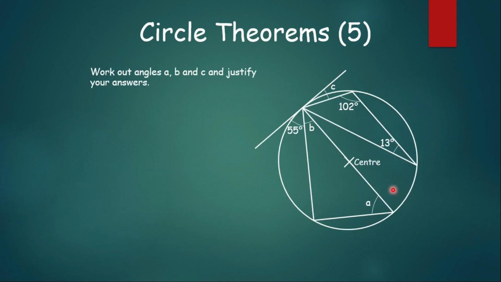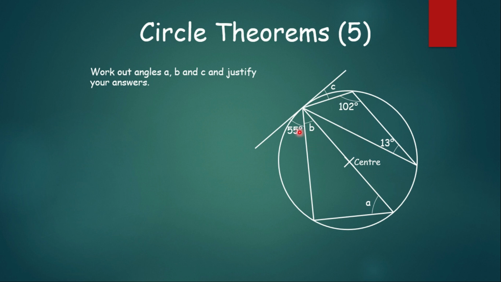Alright, let's take an example. Work out angles A, B, and C and justify your answer. When you get A, you have to give a reason, because here we don't need much working. We use the theorems to get the lettered angles. So you have to give a reason for why you are saying that A is equal to that, and B is equal to that, and C is equal to that. That's why we say give a reason for your answer, justify it, and you are good to go.